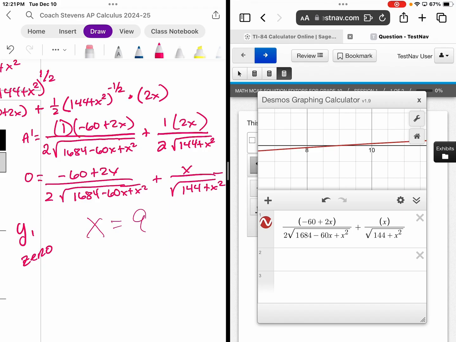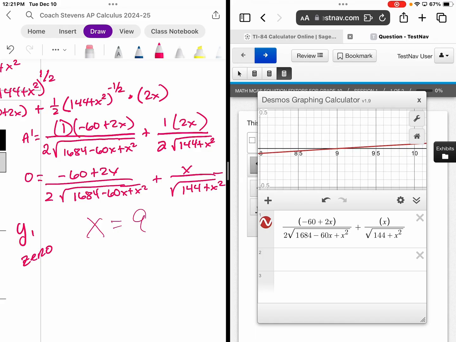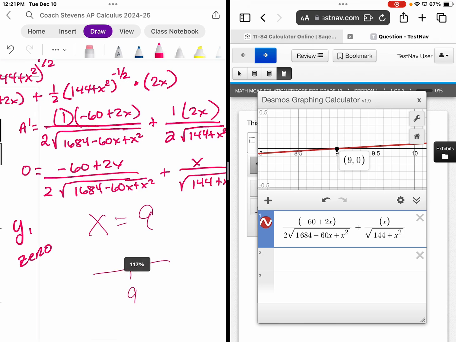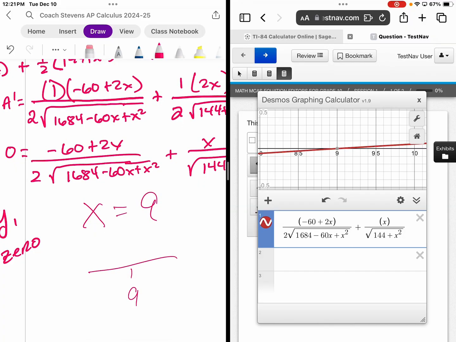All right, for us to test, I guess if I kept zooming in, it would look like it's right there at 9. So now we test 9 on both sides. I would test 0, and I would test something a little bit bigger. Again, if we test values, if I put 0 in there, I should get a negative answer. Why would I get negative?